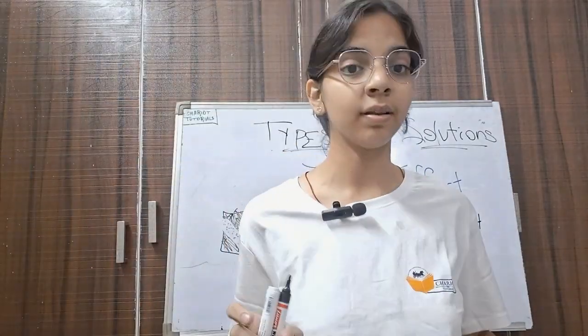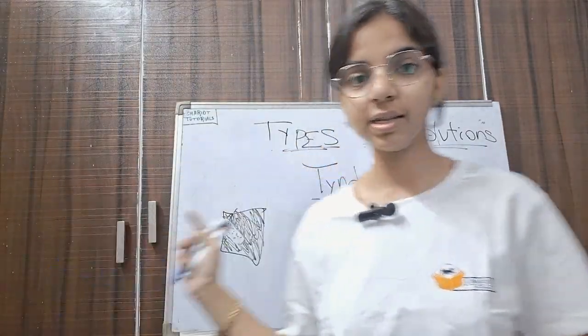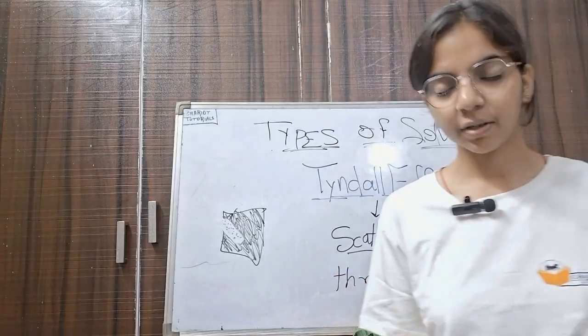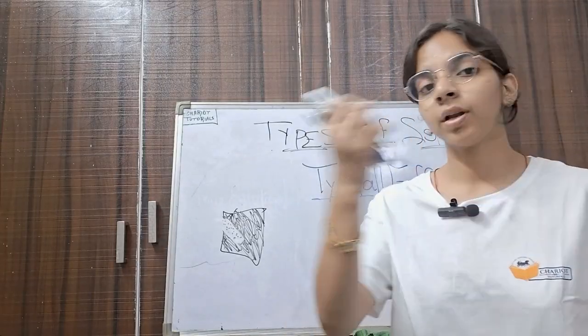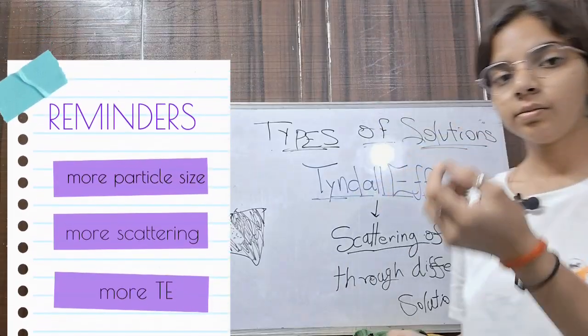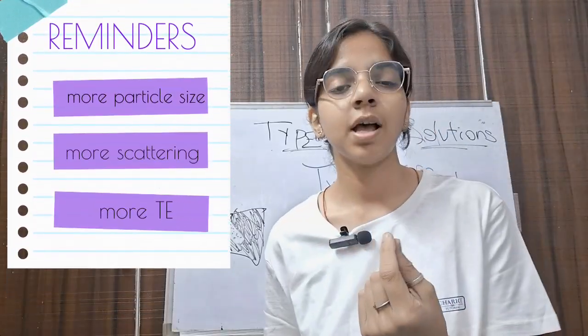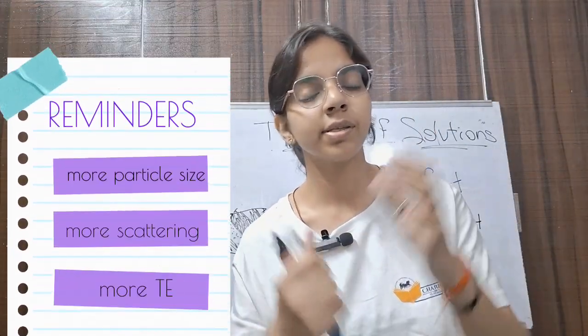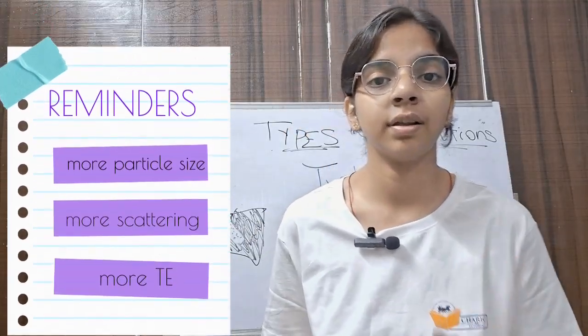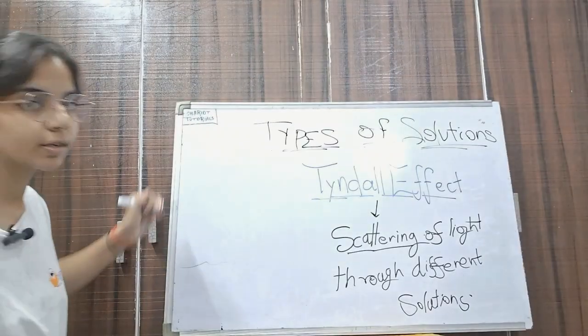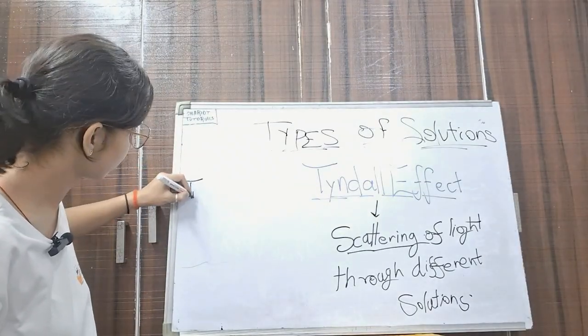This is Tyndall effect, the scattering of light. These particles scatter light. So the larger the size of the particle, the more the scattering will be. Small particles don't have the capability or ability to scatter light. That is why the true solutions are unable to show Tyndall effect. So what happens in the case of true solution?